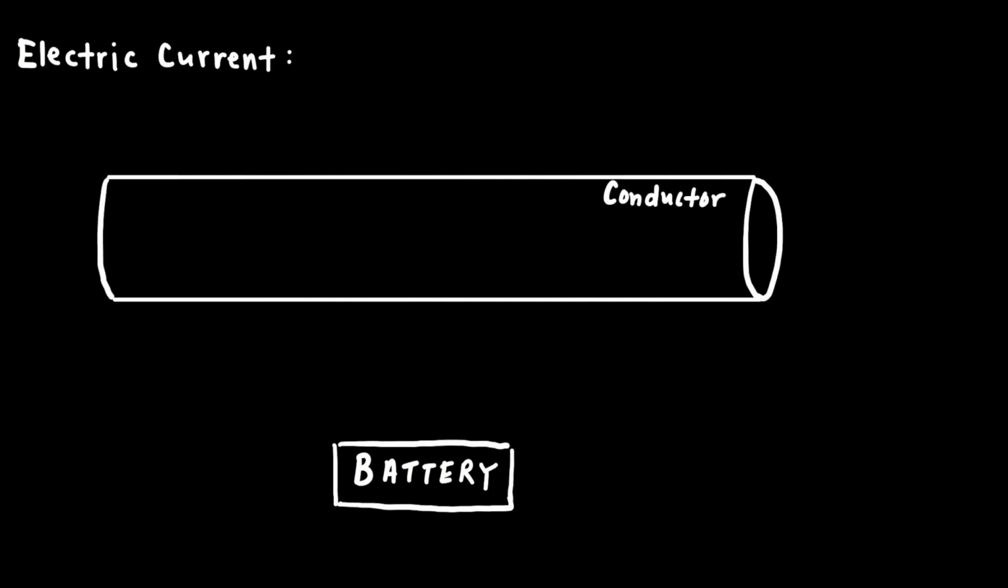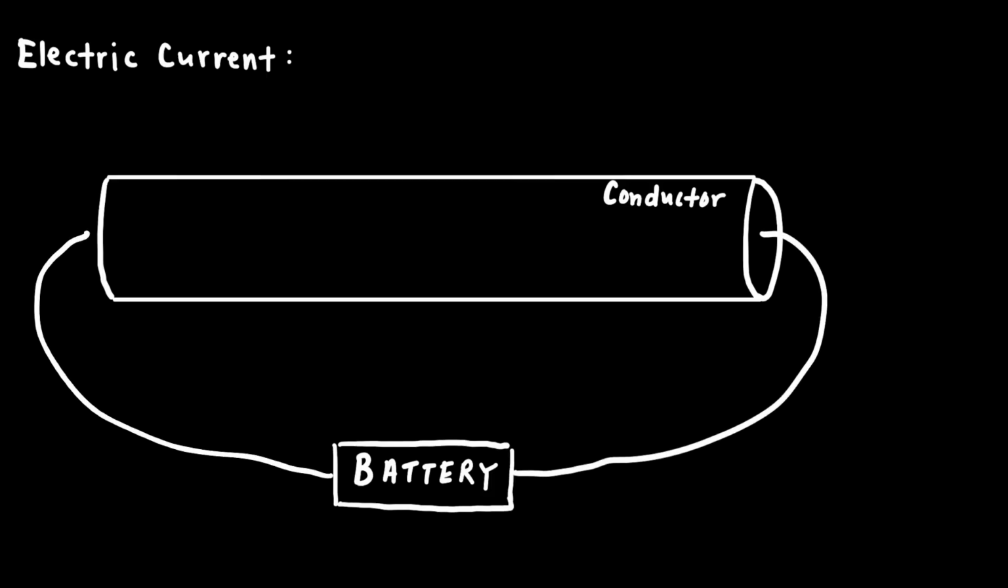Here I have drawn a large cylindrical conductor and a battery. If I connect the battery to the conductor, so the battery has a positive and negative terminal where wires could be connected, then I have created a closed loop where current can flow. An electric current is the movement of charges through a conductor.